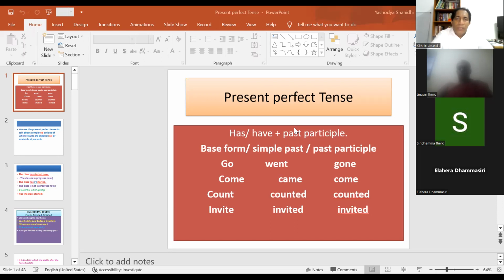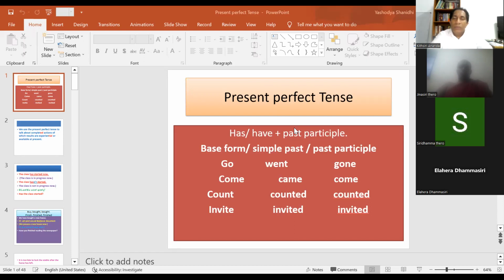You know, whatever the verb we take, each and every verb has three major forms. First one is the base form. Second one is the simple past form. Third is the past participle form. You can see them on the screen here. There are a few examples. Look at the first example. Go, went, gone.